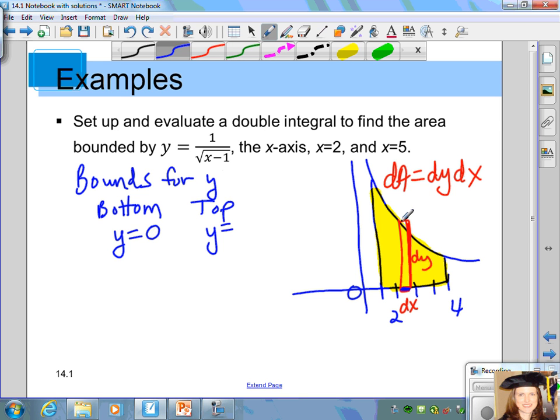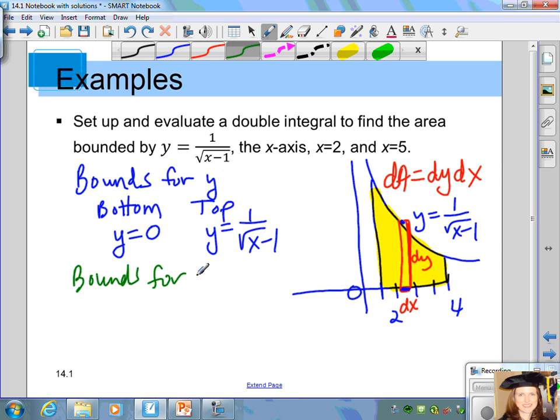The top of that rectangle depends on where you are on this curve here, and that curve is the equation 1 over the square root of x minus 1. So the top y equals that curve, 1 over the square root of x minus 1. Now let's look at our bounds for x. When I look at the bounds for x, I'm looking at the left side to the right side of the shaded region. I want to know what the left x equals and the right x equals so we can determine our bounds for the outside integral.